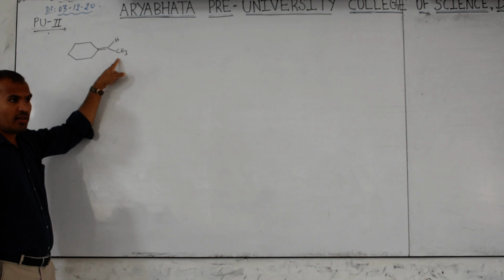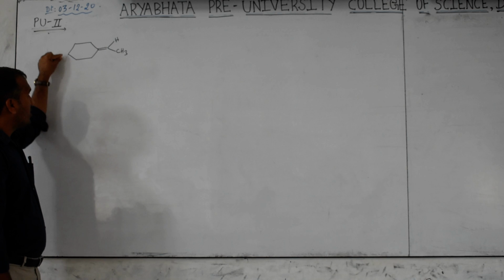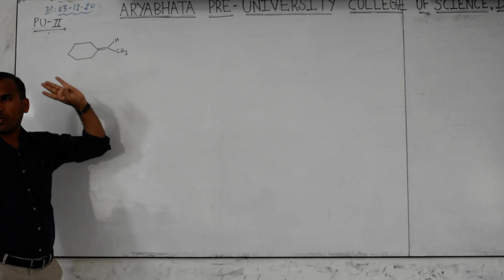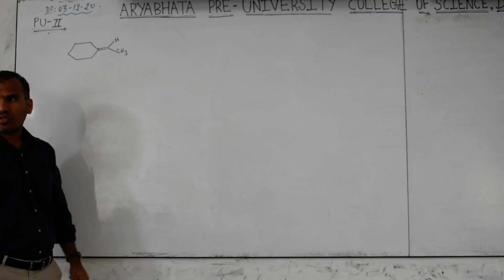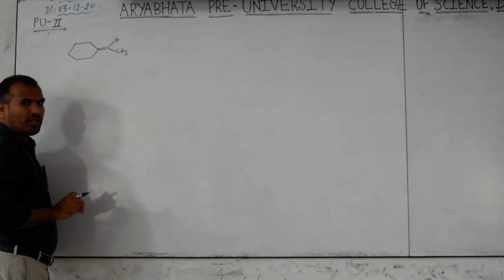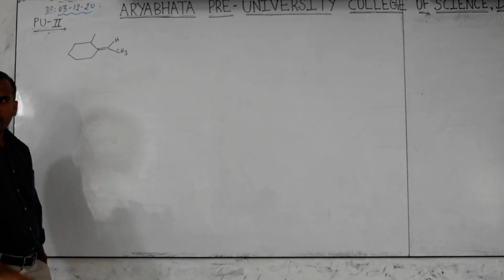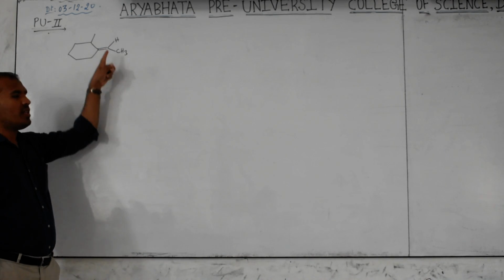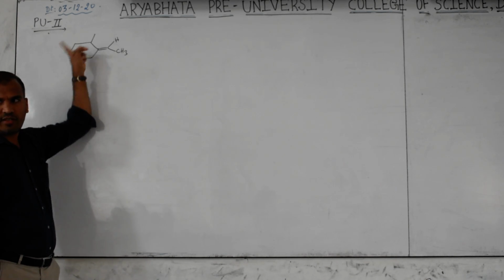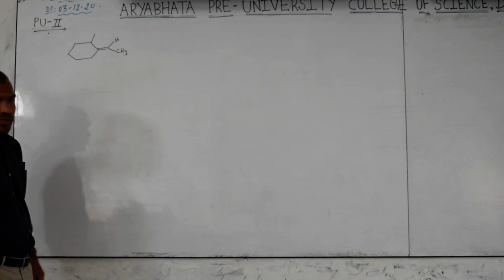H, CH is different. CH2, CH2 same. CH2 on both bonds same. So the left side has the same groups. Therefore, it does not show geometrical isomerism. If I give it like this, now it shows geometrical isomerism. Here H, CH3, but here what is there? CH2, CH3. Different groups are there, so it shows geometrical isomerism.